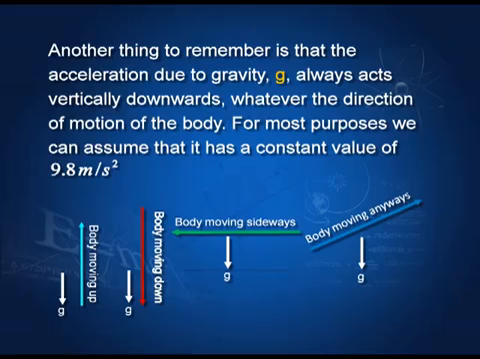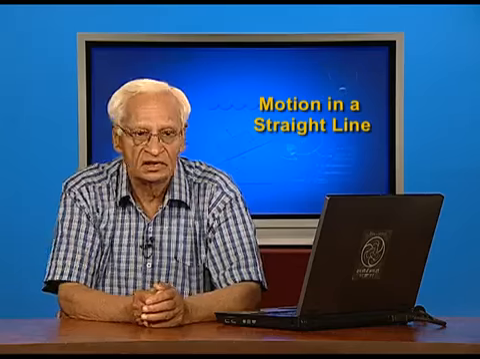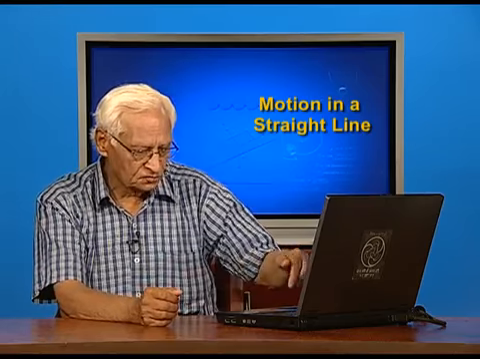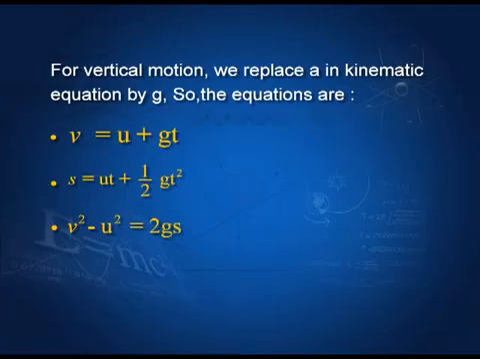If a body is going up, the acceleration due to gravity is vertically downwards. If the body is moving down, even then the acceleration due to gravity is vertically downwards. If the body is moving sideways, even then the force on it is always towards the center of the earth. Whatever the direction of the motion of the body, the direction of g is always towards the center of the earth or vertically downwards. For vertical motion, we take the same kinematic equations.